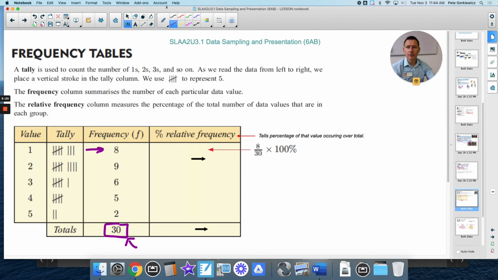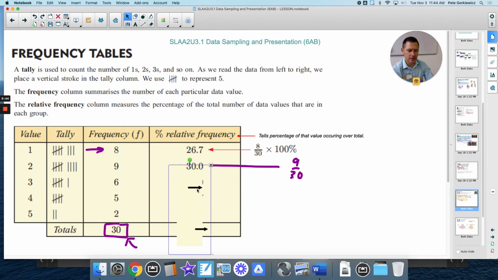And so to find the relative frequency of 1s, how often does a 1 come up? 8 out of those 30 is the percentage that you get a 1. So 26% of the students got a 1, so a quarter of them, right? So this one would be 9 out of 30, a little bit higher, etc.